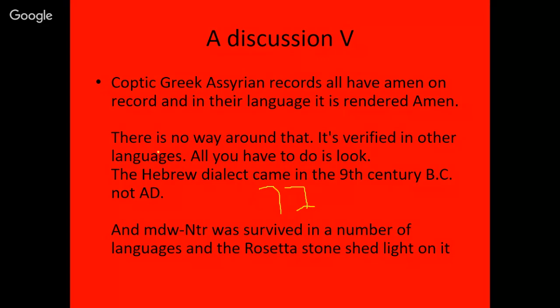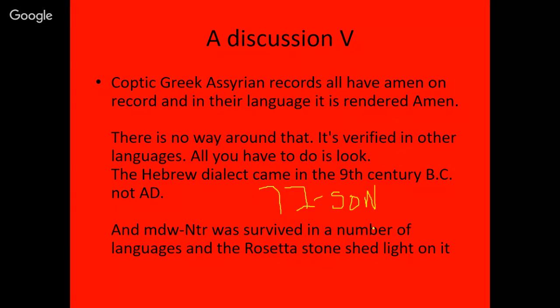So when a person says there is no way around that, it's verified in other languages, all you have to do is look. What am I supposed to look at? Because each language is individualized to its own self. You understand? So this is what we want to point out. Bar means son in Aramaic, or healthy in Hebrew. So we want to sit there and point that out.